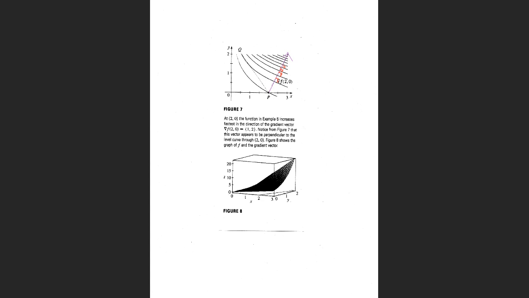That's no accident. The gradient vector at a point will intersect the level curves of the surface at right angles. It will do that. That is a property of the gradient vector.